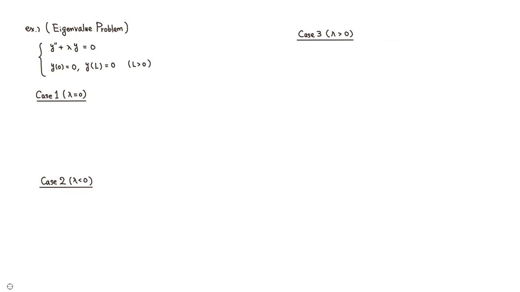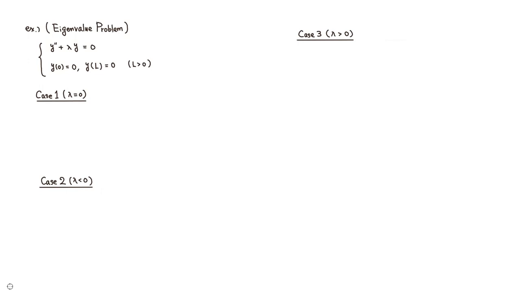All right, let's look at the following eigenvalue problem, and I'm going to try to find all possible eigenvalues. The differential equation is y double prime plus lambda y is equal to 0, and the boundary conditions are y of 0 is equal to 0 and y of L is equal to 0, assuming that L is a positive number.